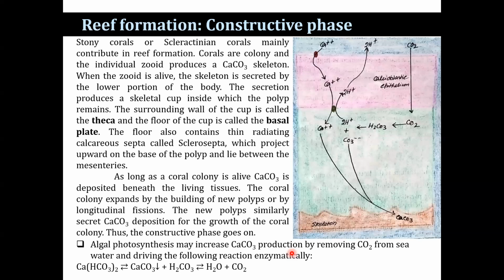The symbiosis also facilitates deposition of the coral skeleton. It has been experimentally proved that corals which are deprived of their algal populations or kept in dark conditions deposit calcium carbonate at a much slower rate than under normal conditions. And algal photosynthesis may increase calcium carbonate production by removing carbon dioxide from seawater and driving the following reaction enzymatically. Here, calcium bicarbonate breaks down into calcium carbonate and H2CO3, and then H2CO3 breaks down into H2O and CO2.